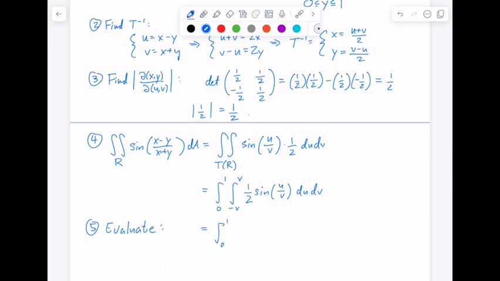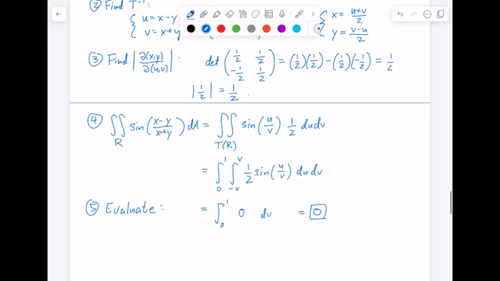Now, you can evaluate this either directly, or there's a little trick here where you see that the inner integral is 0. And the reason for that is because minus v to v is a symmetric region about 0 with respect to u, and the integrand sine of u over v is odd with respect to u. Therefore, you're integrating an odd function over a symmetric region containing 0, and so the integral is always going to be 0.